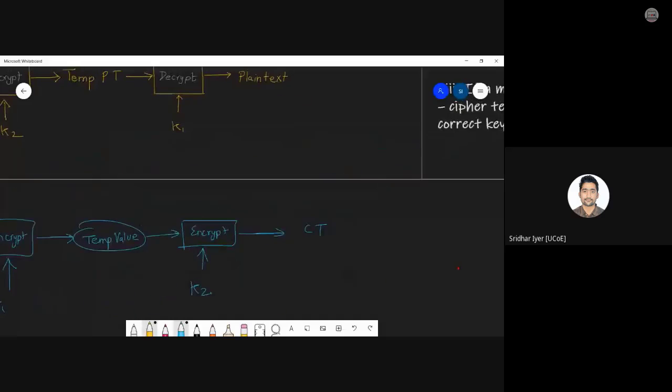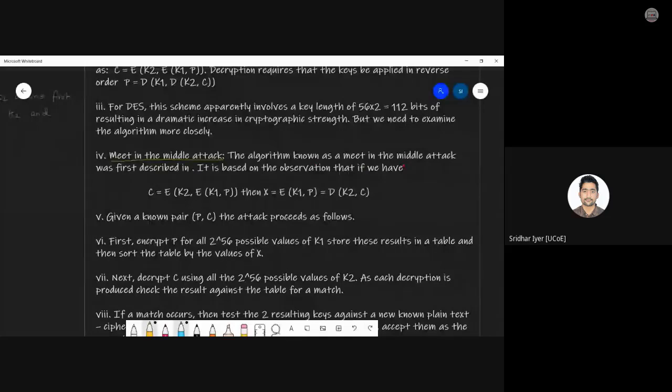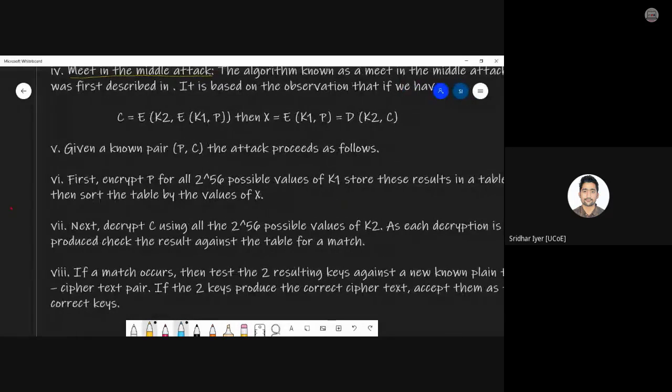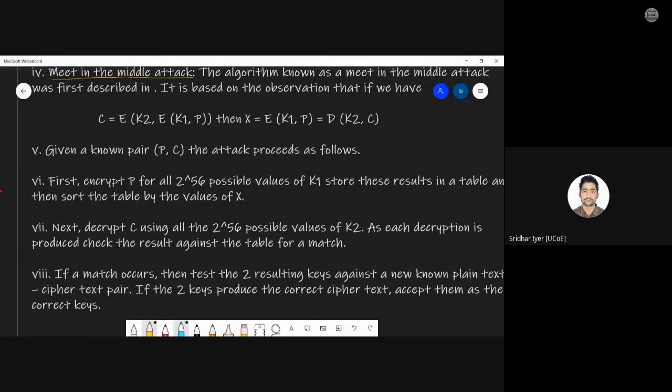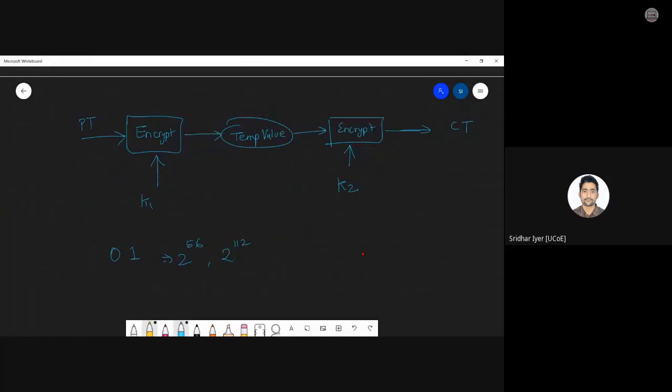So let me show you the explanation first, then the things will be very clear. What I was talking about, the meet in the middle, is basically this sort of a thing. What happens is, first encrypt all the 2 raised to 56 possible values of K1 and store these results in a table. And then sort the table by the values of X. So what I mean to say is, I myself being the attacker, I will first of all encrypt with the use of K1 as the key. So I will encrypt a message with K1, I will encrypt a message with K2, I will encrypt a message with K3 and so on.